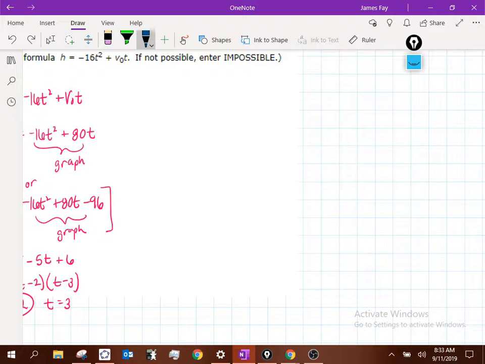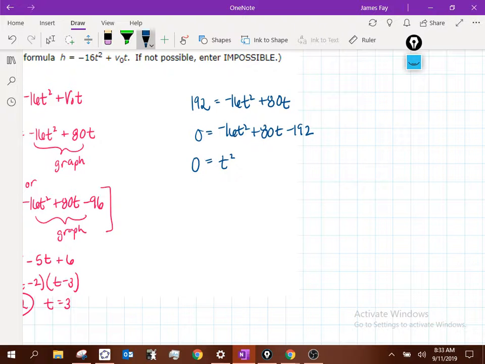Does that make sense? So they said 192 is equal to negative 16 t squared plus 80t. So that was the picture that we just had. I'm going to amend it, I'm going to adjust it by subtracting 192 from both sides. Then I'm just going to see if 192 is a factor of 16. It is. So again, that's nice. And I get that.